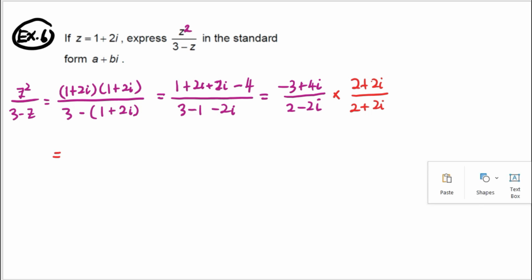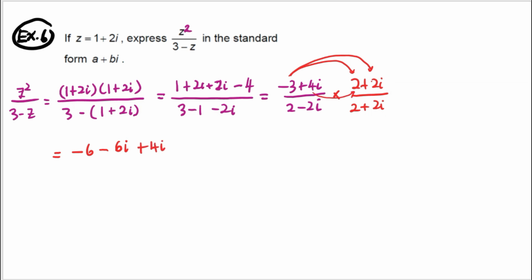So negative 3 with 2 will be a negative 6. Negative 3 with 2i will be minus 6i. Next, 4i with 2 will give you positive 4i, and 4i with 2i will give you an 8i square, meaning minus 8, divided by... All right, so this one we know that z bar will be equal to a square plus b square. This is a and this is b, therefore we just need to find 2 square plus 2 square.